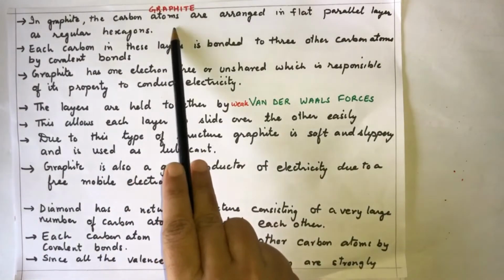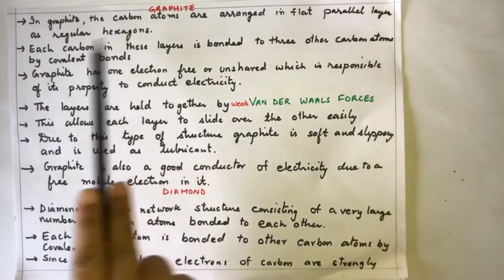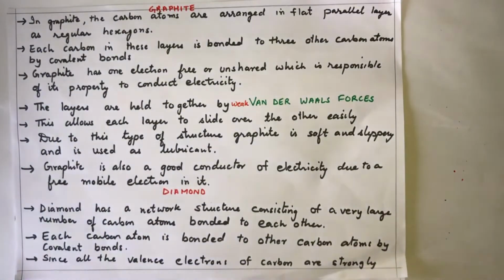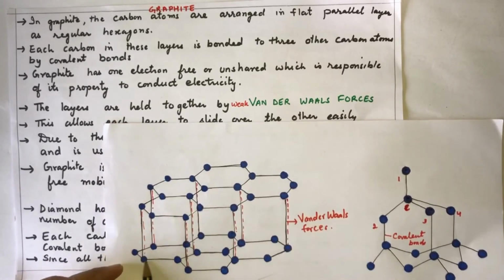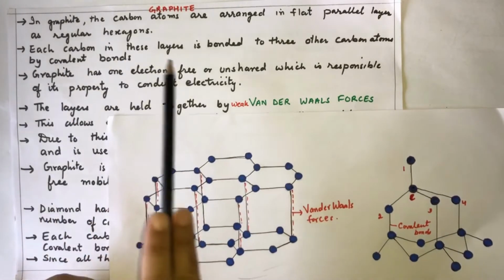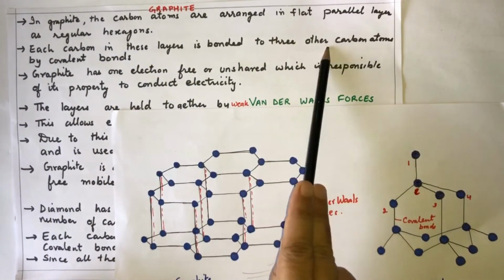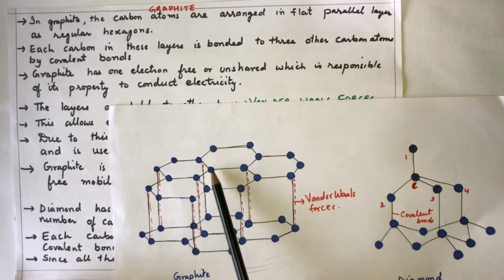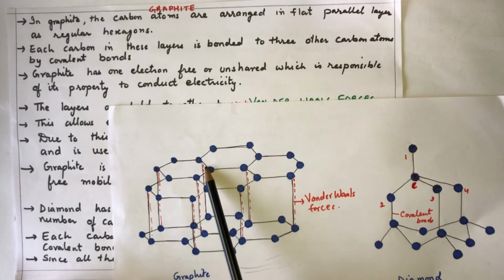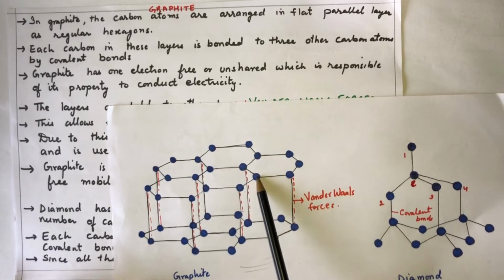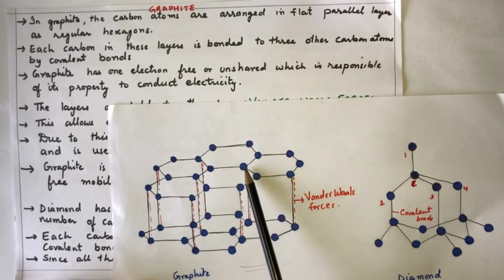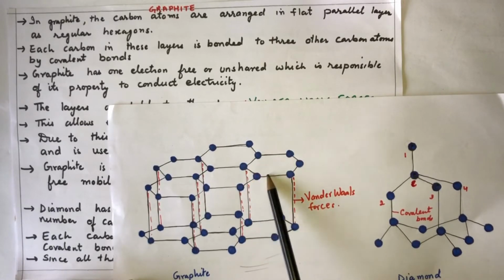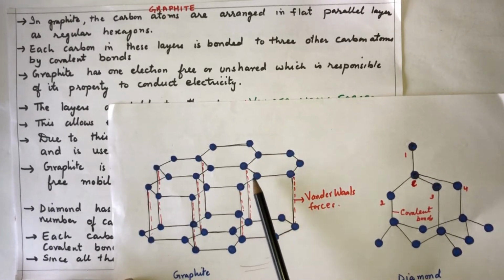In graphite, the carbon atoms are arranged in flat parallel layers as regular hexagons. Just now I showed you flat parallel layers in the form of hexagons. So this is one layer and this is another layer. Each carbon in these layers is bonded to 3 other carbons by covalent bonds. So if I take this carbon, 1, 2, 3. If I take this carbon, 1, 2, 3. Each carbon is bonded to 3 different carbons with the help of a covalent bond. This black color is all covalent bond, and this dotted line is van der Waals forces.